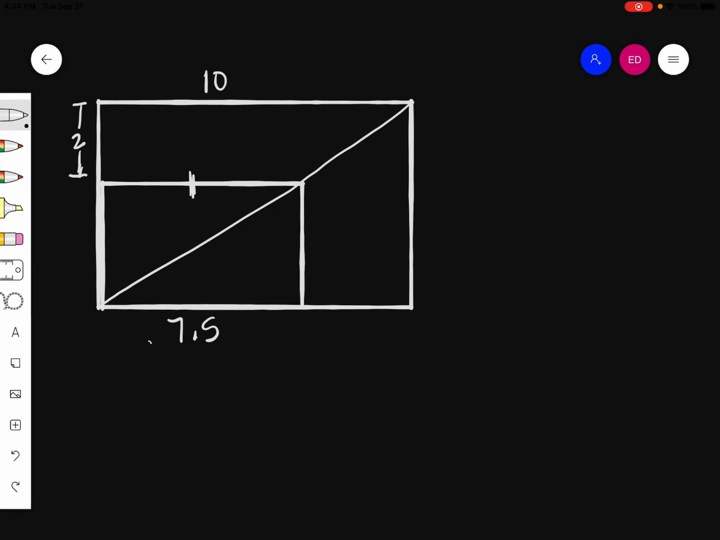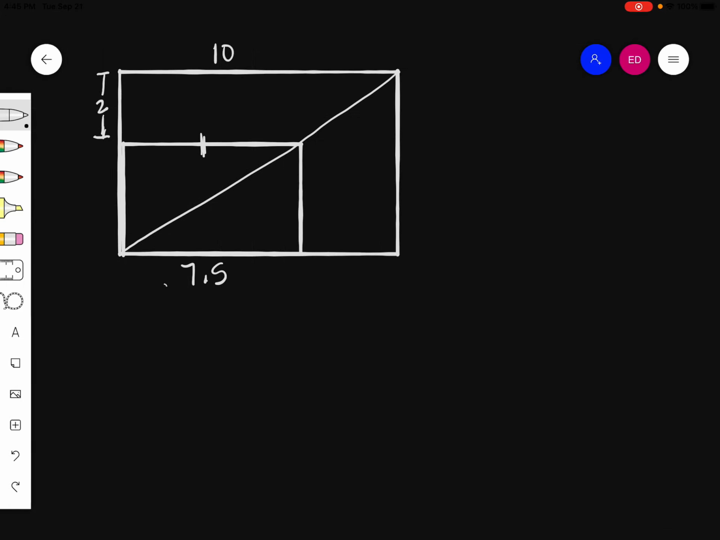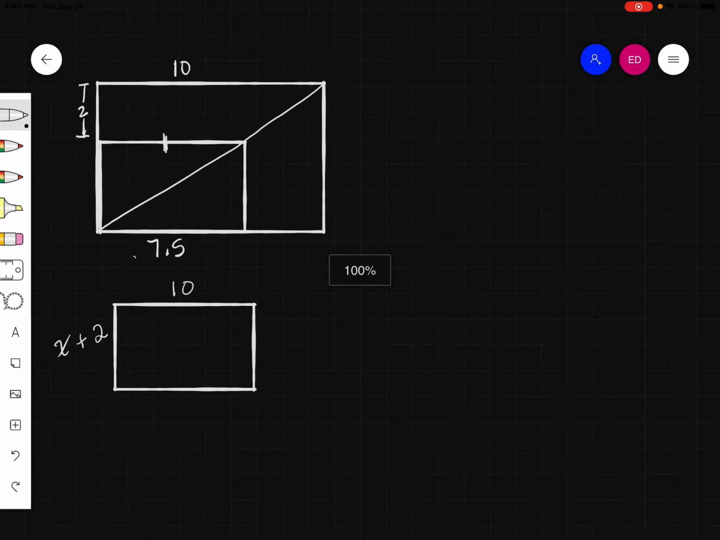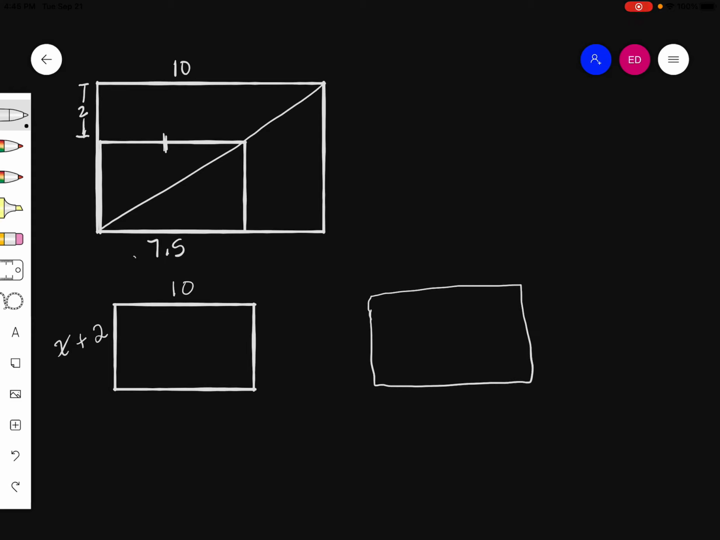So we know we have two rectangles, which lets us know that these two sides are congruent to each other, right? Now, the easiest thing to do on these is to go ahead and separate out the figures, so you can look at them as two separate figures. It's easier to visualize the proportionality. So you have your larger rectangle, which is 10, and then the side length is going to be x plus that 2 section, okay?